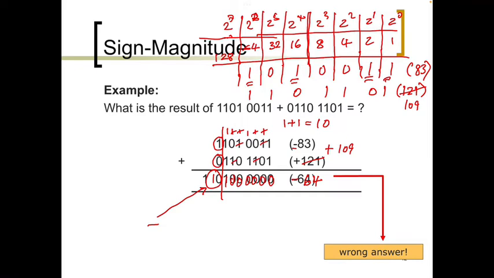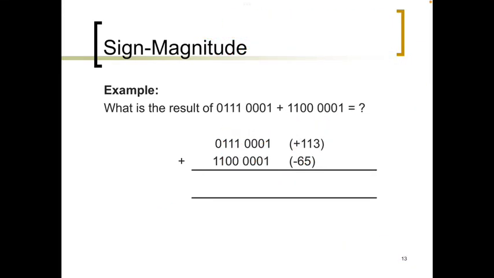Okay, we can solve this problem through the use of one's complement. Okay, one's complement. So we look at another example to make it clear about the problem of sign magnitude. This is our second example on error in arithmetic in sign magnitude.